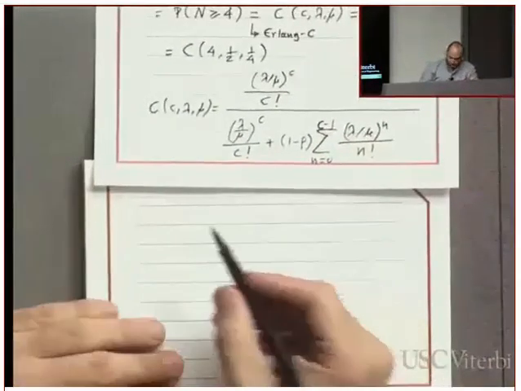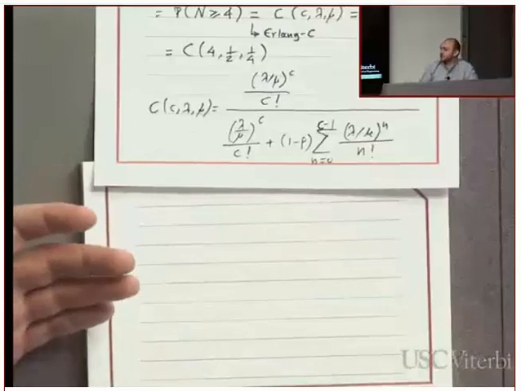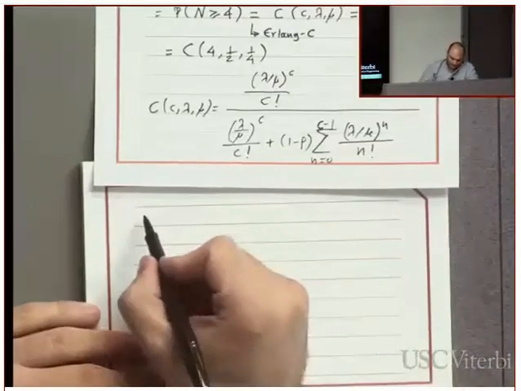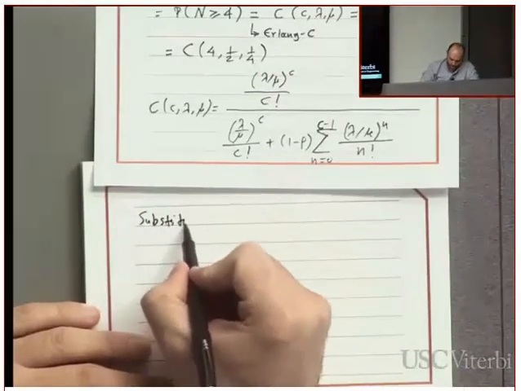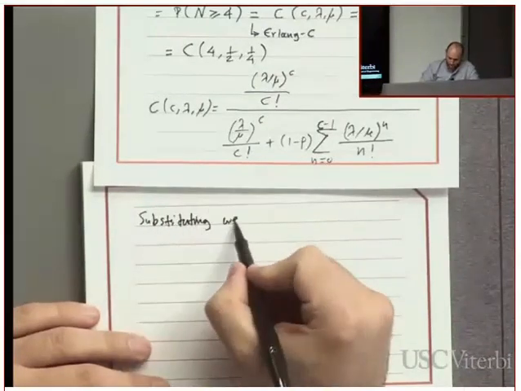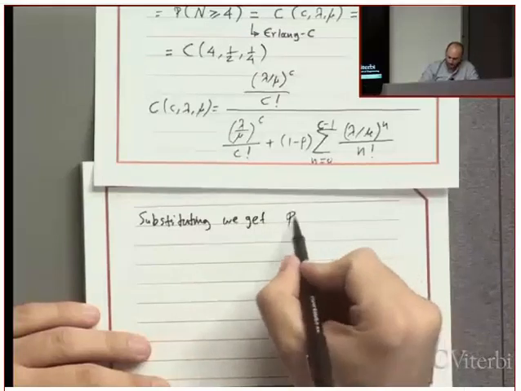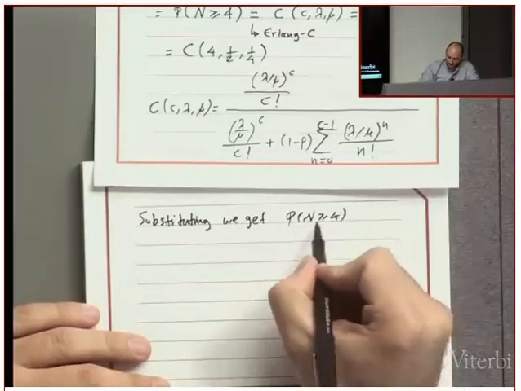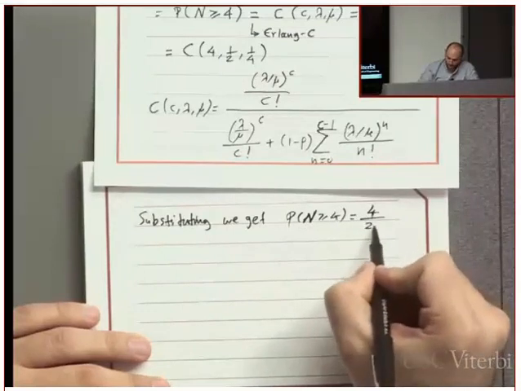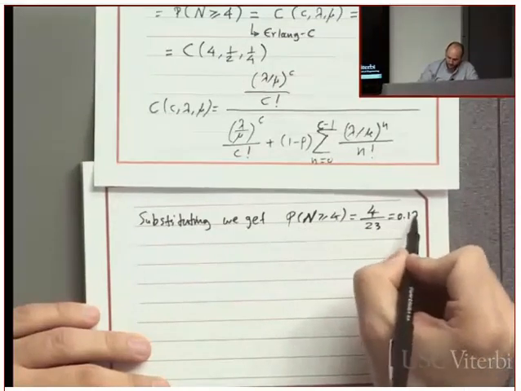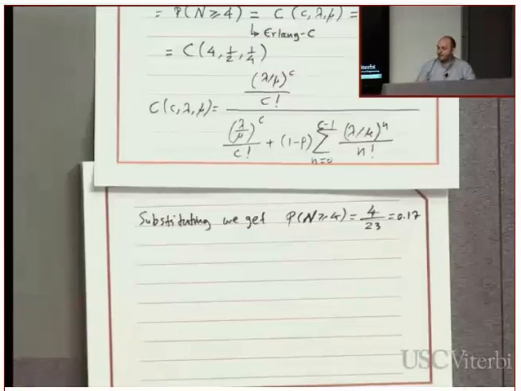Okay. So we just need to substitute now and find the number, right? By substitution, we get that the probability of n greater or equal to 4 is equal to 4 over 23, and this is equal to 0.17. Any questions so far? Okay.